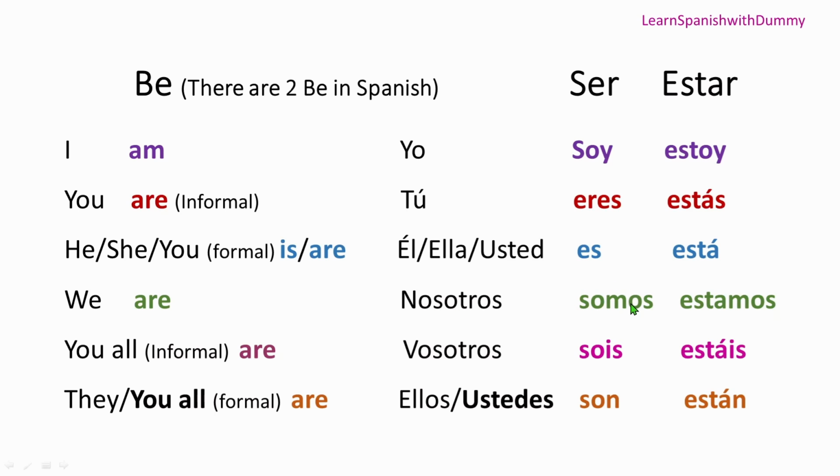We are, nosotros somos. Nosotros somos also means we are. Nosotros estamos also means we are, right? The difference: somos means we are for the ser verb, and estamos is we are for the estar verb. You all, vosotros sois for ser, and vosotros estáis for estar. They and you all are, this you all is a formal one, the previous one was informal: ellos, ustedes son, and for estar, están. Now you just need to memorize it.